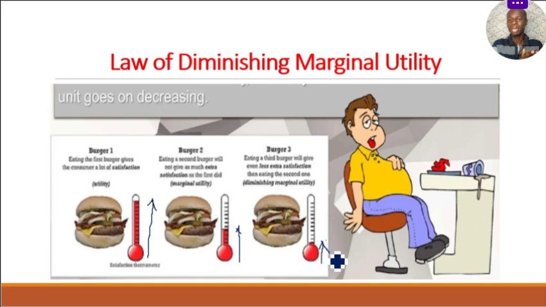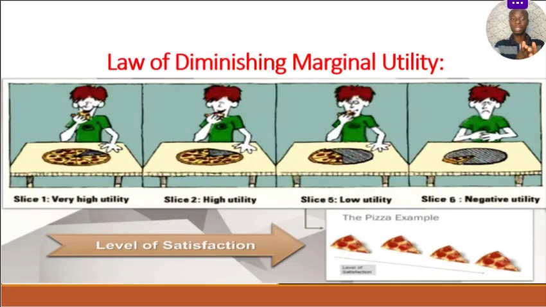And that's what the law is saying, that the more of a commodity you consume, the lesser the extra satisfaction, the marginal utility, you derive from it. And the picture also discusses this as well. You also see the man here. The very first slice, very high utility. Second slice, high utility. The third slice of that pizza, just low utility. And the sixth one, negative; he could not continue to eat it any longer. That is what we call the law of diminishing marginal utility.